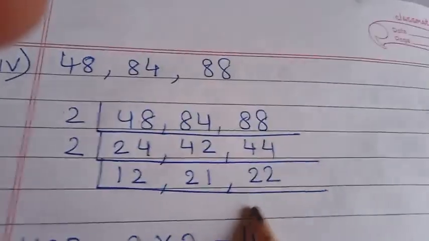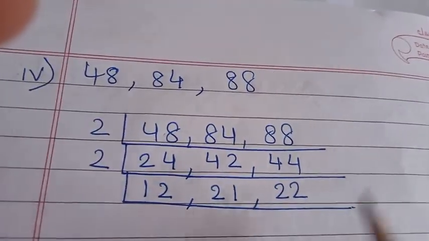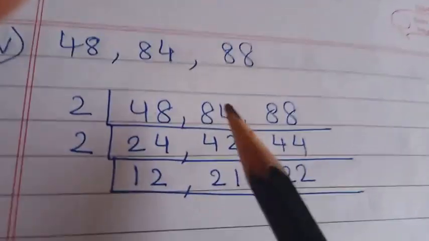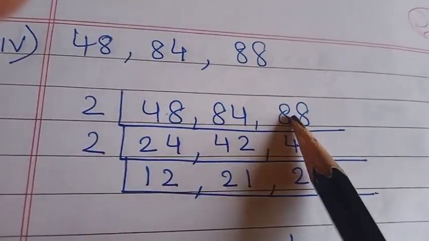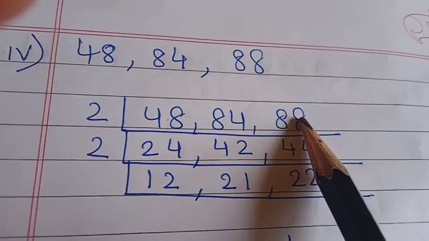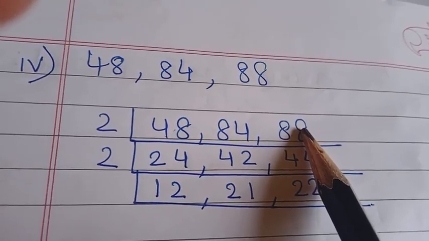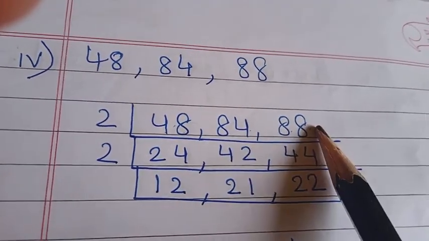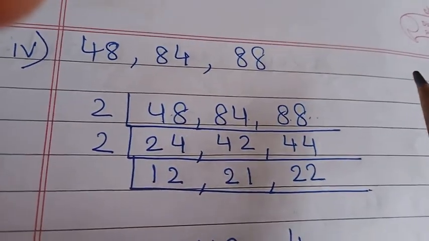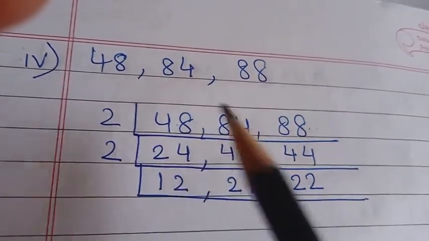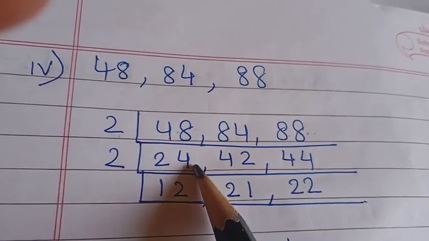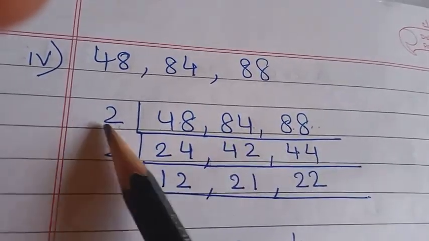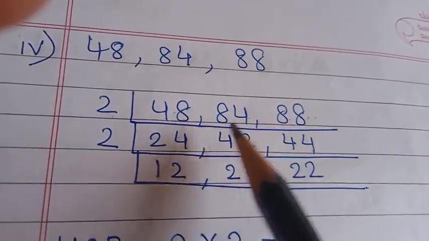Same way, 48, 84 and 88. Now I have to check that 48, 84 and 88 should be divisible by only one number. Which is that number? Since 8, 4 and 8 are at the end, it can go by 4, it can go by 2. Okay, always choose, since it is the prime factorization method, we are using prime numbers. So 2 24s are 48, 2 42s are 84, 2 44s are 88. This we are dividing. Okay.